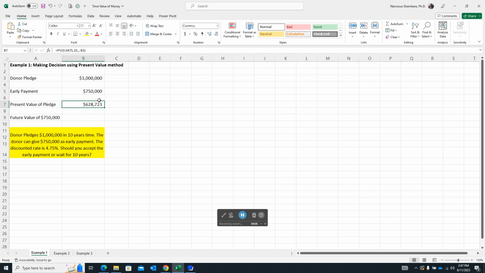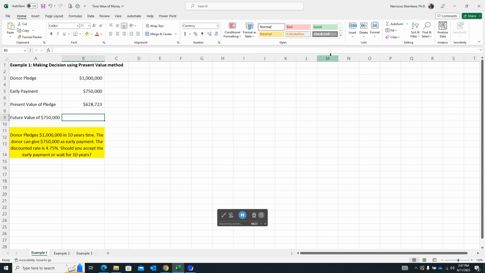That's quite interesting, isn't it? Because our initial reaction will be that this amount is less than $750,000, so we're better off getting $750,000 so that we can invest it and get more. But is that actually true?